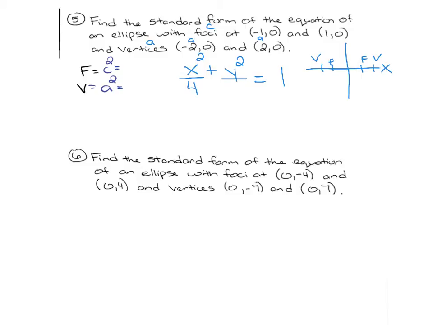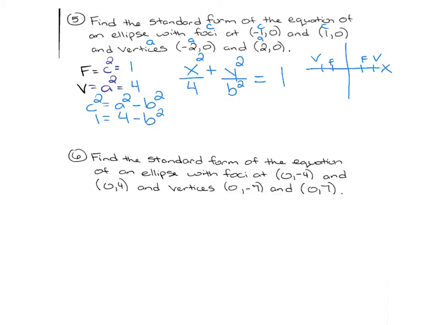I don't know what b is. So I have to find b squared, not just b, in order to finish this standard form. I know right now that my vertices give a squared, which is 4. My foci are at -1 and 0, so these are c's. That's just going to be 1, because 1 squared is just 1. So now we have c squared is equal to a squared minus b squared. C I know is 1, a squared I know is 4, and b squared I don't know.